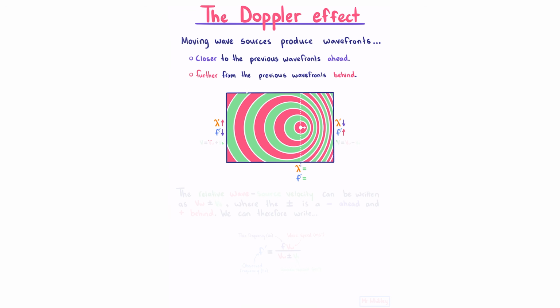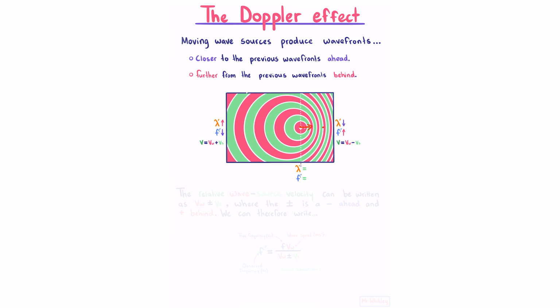And now looking at the relative wave source velocity. So for example, the relative velocity between a wavefront and the source. Because the source is moving away from the wavefront, this relative velocity is the velocity of the wave in this direction, plus the velocity of the source. However, for a wavefront ahead of the wave, because these velocities are in the same direction, these velocities subtract.